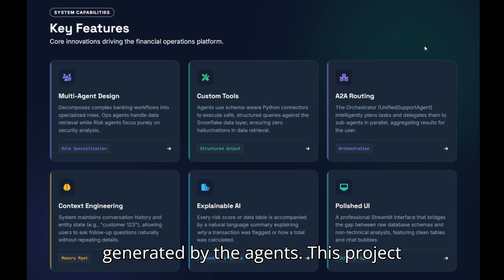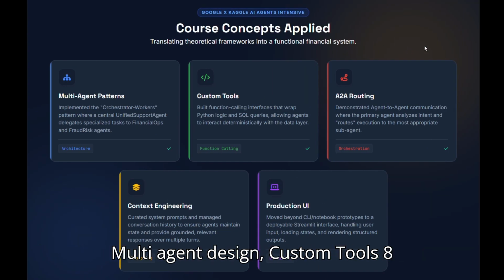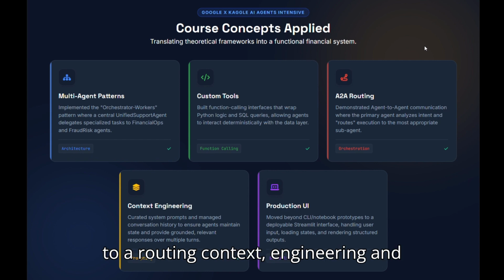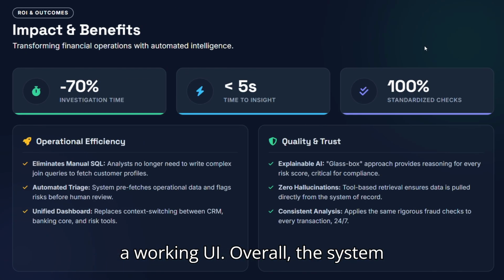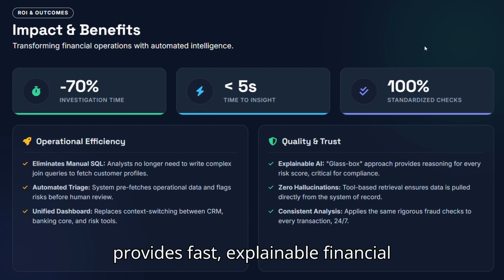This project demonstrates key concepts from the course: multi-agent design, custom tools, routing, context engineering, and a working UI. Overall, the system reduces manual investigation time and provides fast, explainable financial insights.